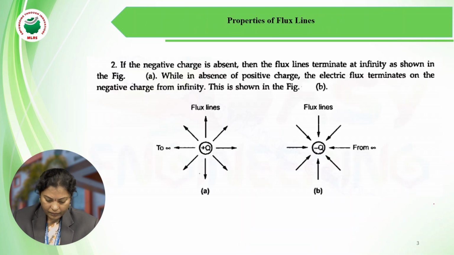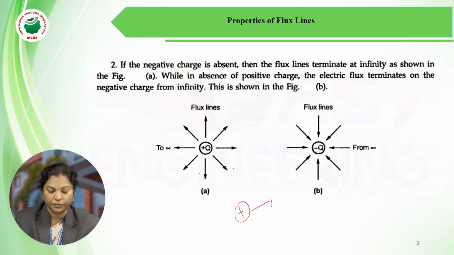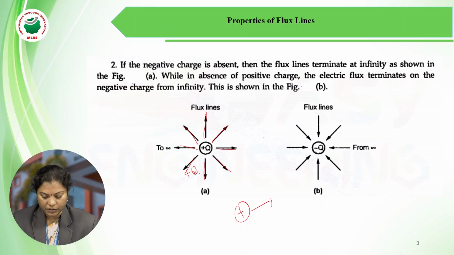Next, if the negative charge is absent, meaning only positive charge is present, then these flux lines will terminate at infinity. The negative charge is at infinity because only one charge is present here. In the absence of positive charge, this electric flux terminates on the negative charge from infinity. That is the second property of the electric flux lines.